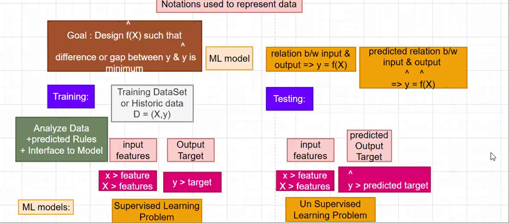So these are the notations that we use to represent the data, and this is the goal that we need to remember while selecting a model. In this way we need to categorize our ML model based on real-time problems, whether it is a supervised or unsupervised learning based problem. And this is all about training. While training, these tasks will happen.